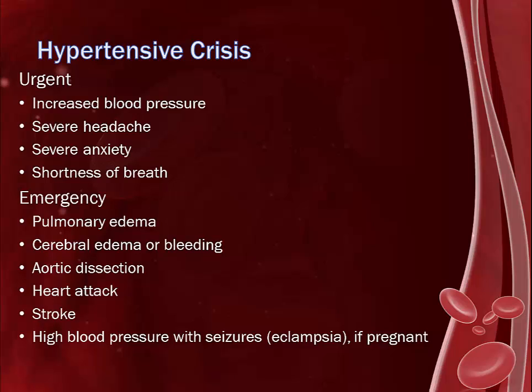An urgent hypertensive crisis is when the blood pressure is extremely high, but they don't suspect any damage to the organs. Signs and symptoms of urgent hypertensive crisis may include increased blood pressure, severe headache, severe anxiety, and shortness of breath. An emergent hypertensive crisis is when the blood pressure is extremely high and there is now damage to the organs, and this is causing life-threatening complications such as pulmonary emboli, cerebral edema, aortic dissection, heart attack, stroke, and high blood pressure with seizures, eclampsia, if the patient is pregnant.